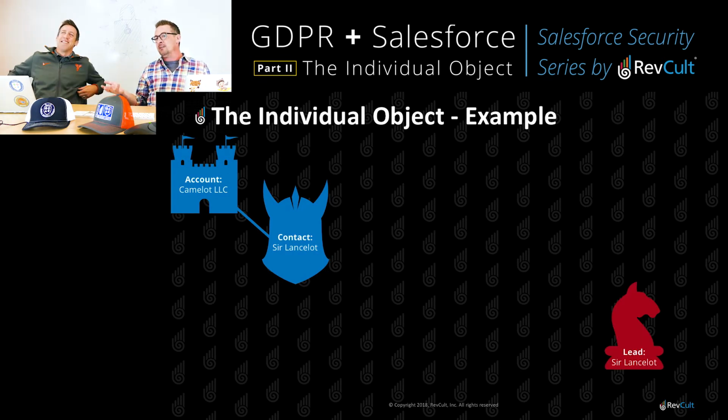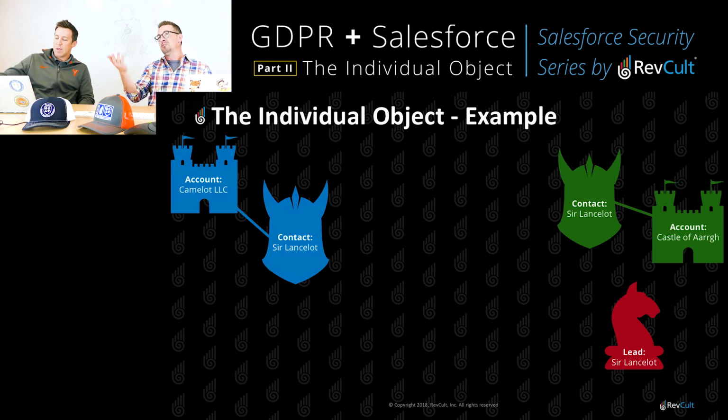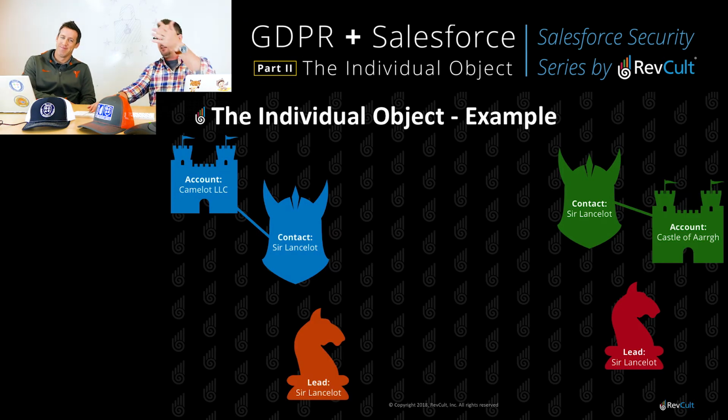But then on another day, maybe Sir Lancelot is hunting around and trying to gather some additional information via your marketing automation tools or another way. You've got Sir Lancelot again as a lead, right? So now you've got two. And then, let's say he gets a new job. He goes and works at Castle of Argyrd, right? And then, again, he comes in through another form and your dupe management isn't tailored quite close enough to get there.